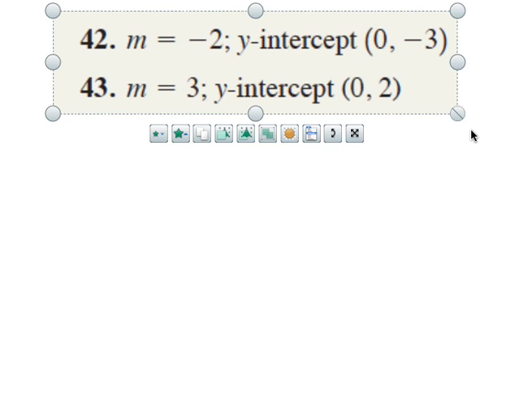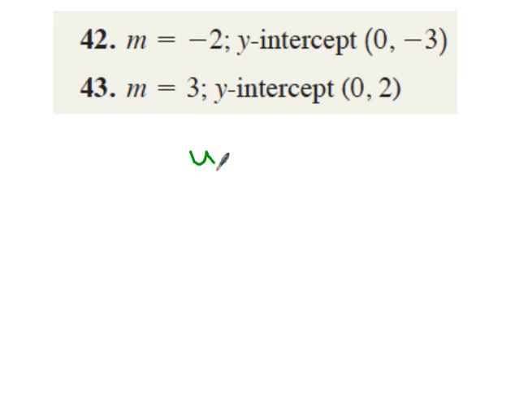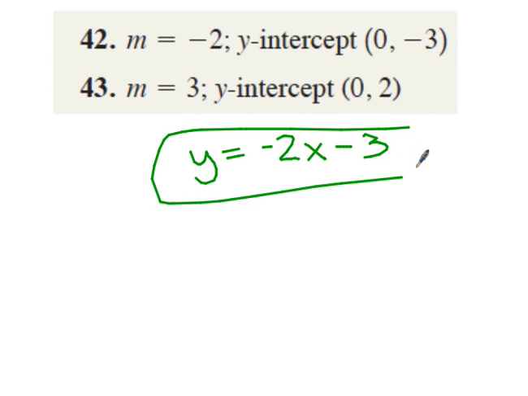Everybody knows how to do that, yes? Okay, that one's pretty straightforward. This will be y equals, my m is -2, so this will be -2x. My intercept is at (0, -3), so this will be -3, and now I have my equation. So those ones are pretty quick, straightforward type stuff.